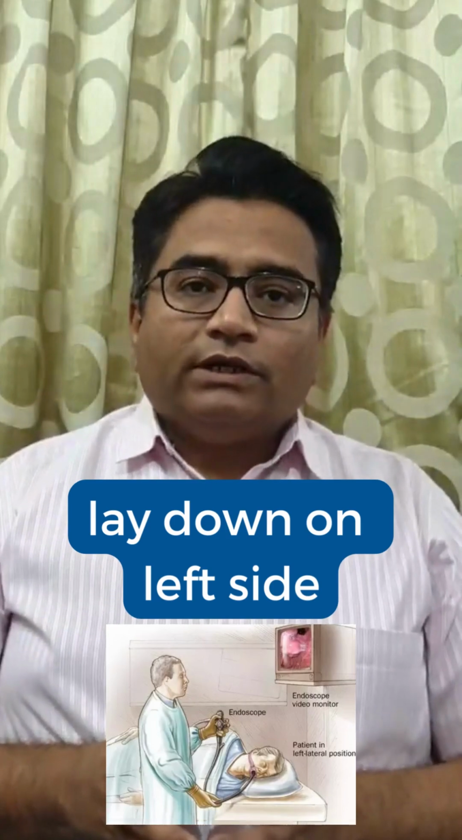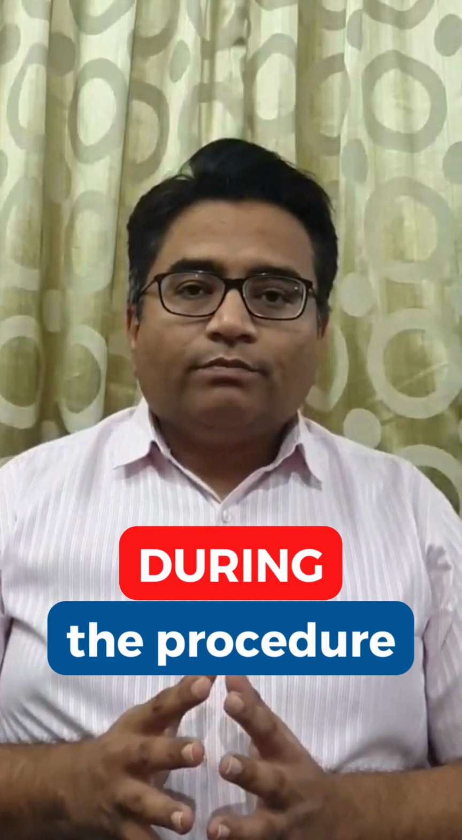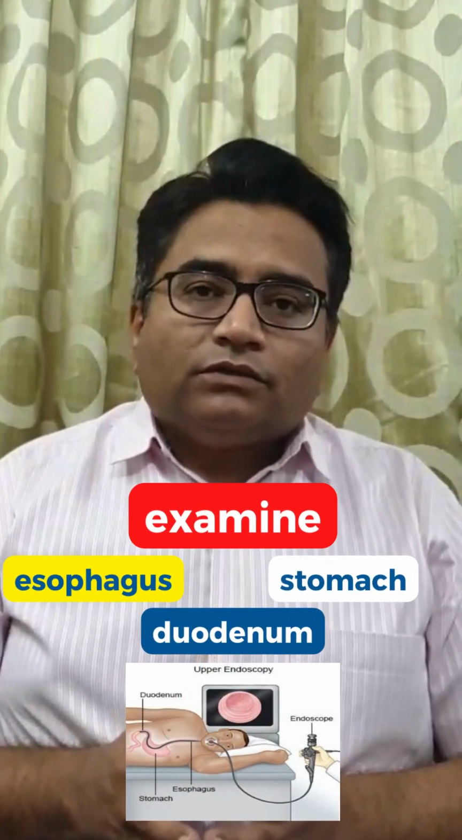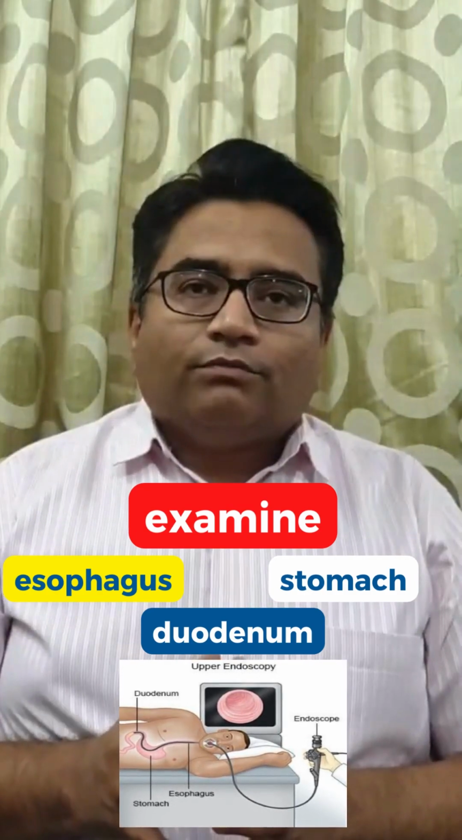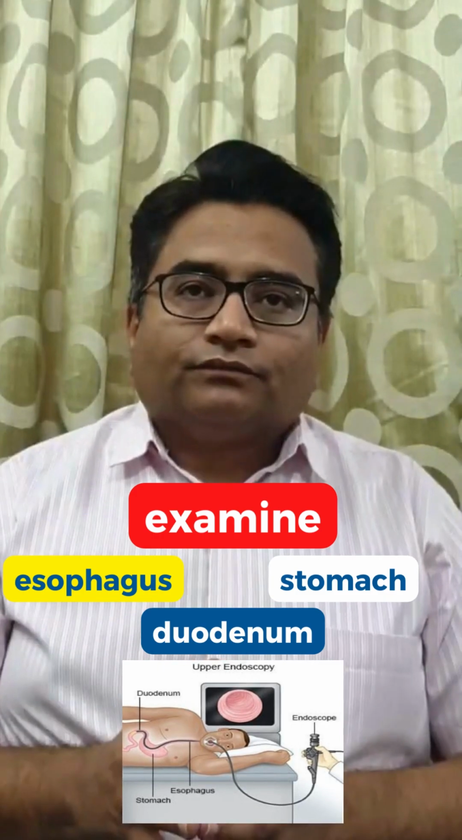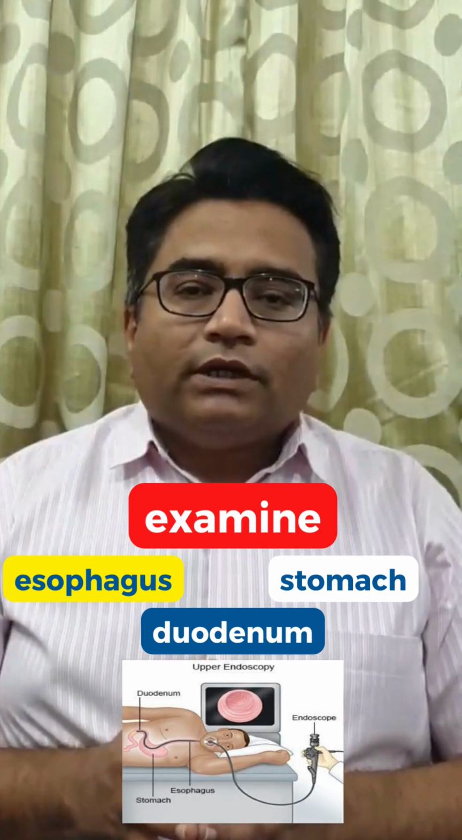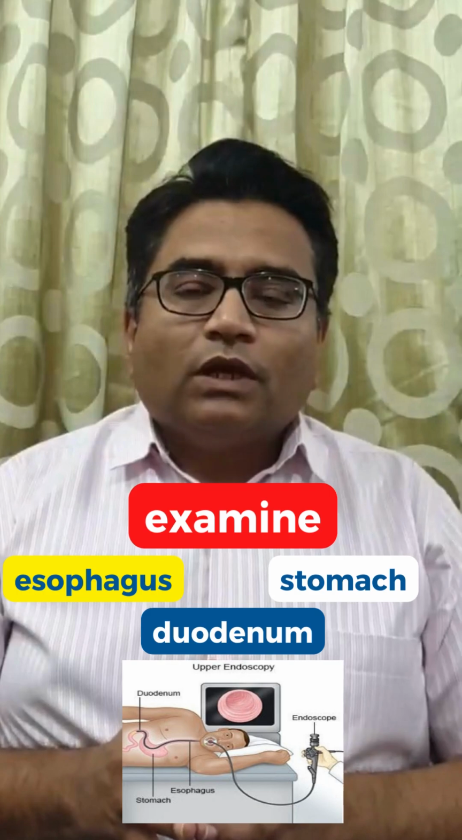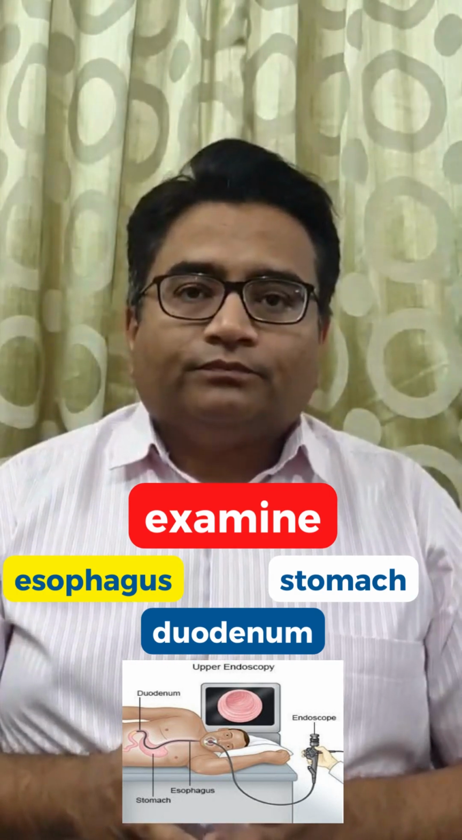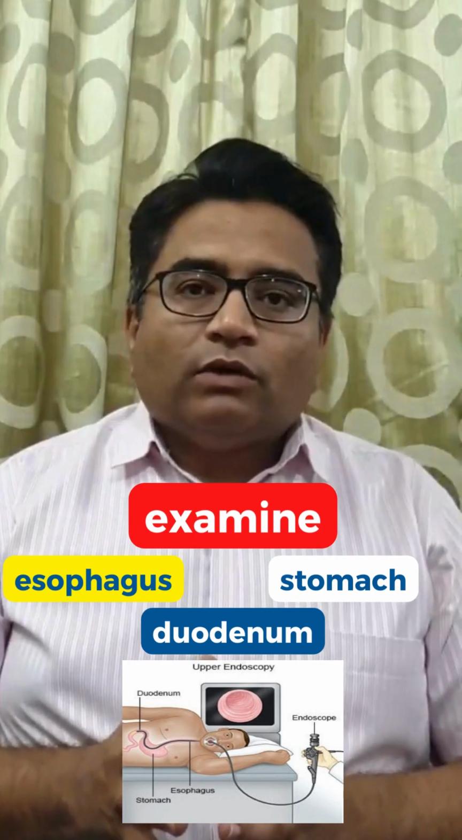So now we will discuss what will happen during the procedure. During the procedure, the doctor will pass the endoscope through your mouth into the stomach. He will examine the esophagus, the stomach and the duodenum thoroughly and find out what needs to be done. He will also call one of your relatives inside the endoscopy room and show the findings of the procedure to them. All this will happen while you are asleep.